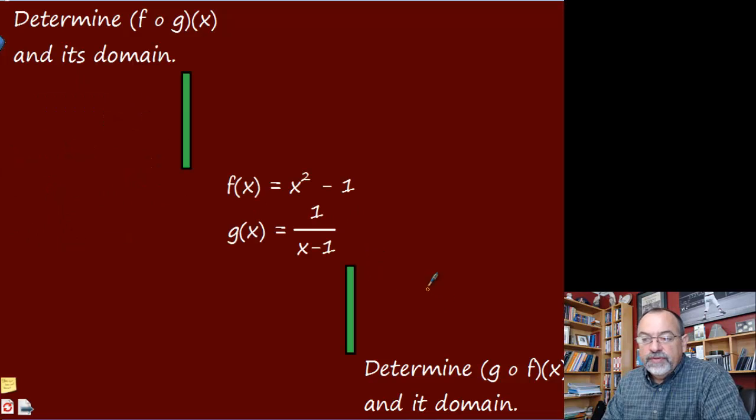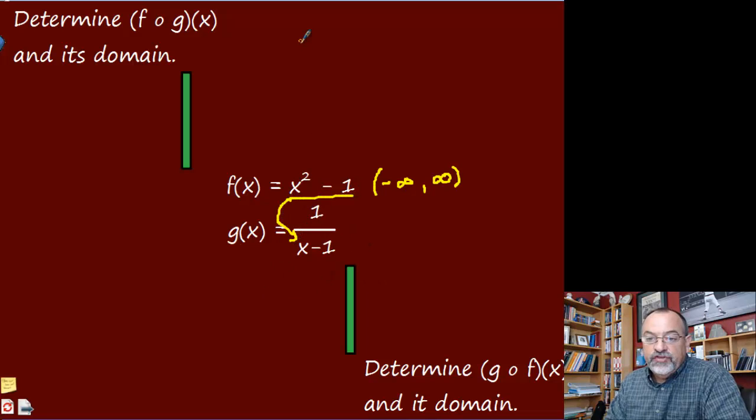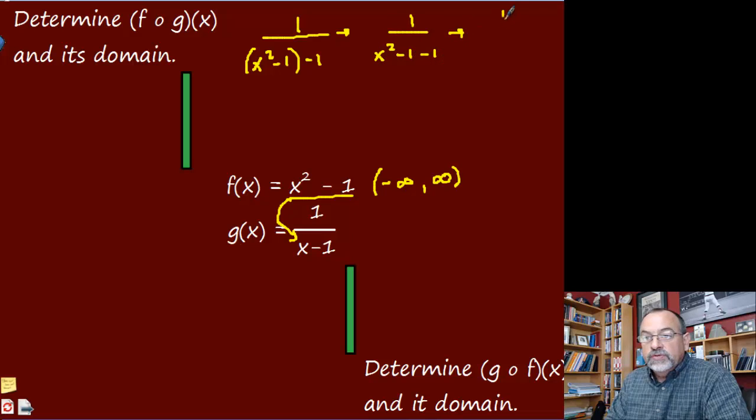Let's take the same two functions and compose g with f this time. Because I'm composing g with f, I need to consider the domain of the f function, and the f function is all real numbers to begin with, so that's what we start with when we get our new function. The f function goes into the g function, so this is going to be 1 over the f function, x squared minus 1, minus 1. That's 1 over x squared minus 1, minus 1, which is 1 over x squared minus 2. So g composed with f of x ends up being this.